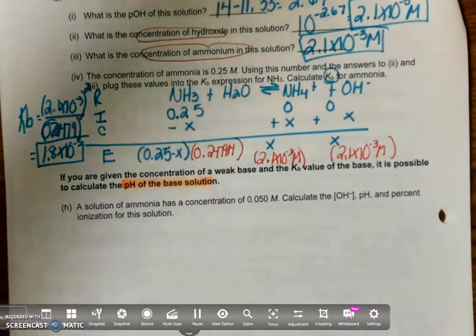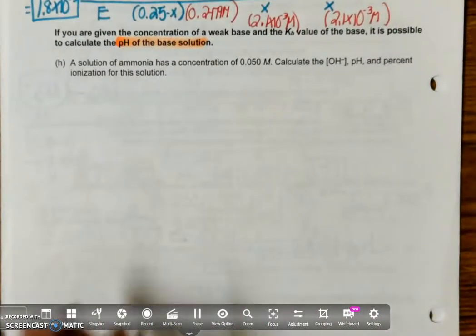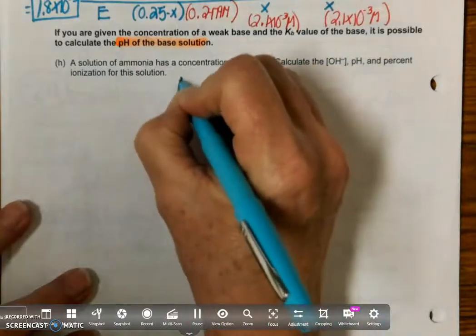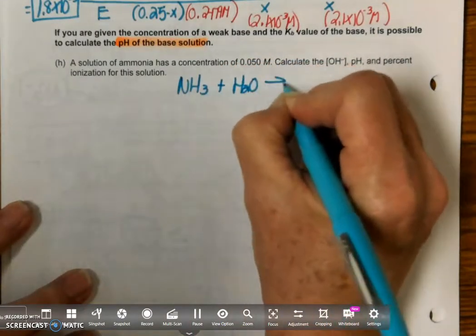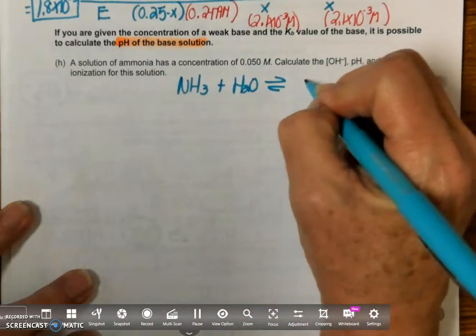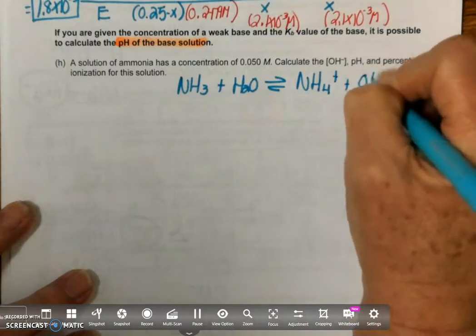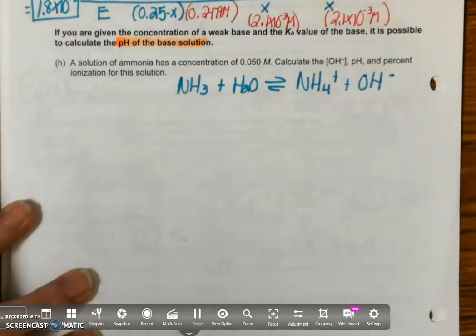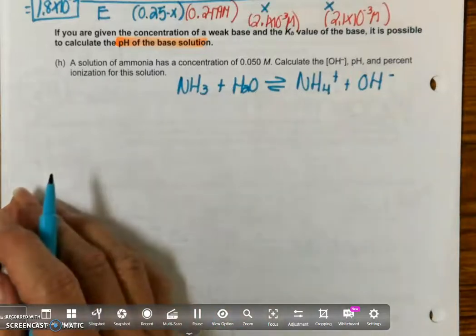Now, what about the other calculation? What about calculating, is it possible to calculate the pH of a solution? So let's do the same thing again. I'm going to put this equation here. We're using the same reaction. We've got ammonia here. And we want to calculate the concentration of hydroxide and the pH and the percent ionization.